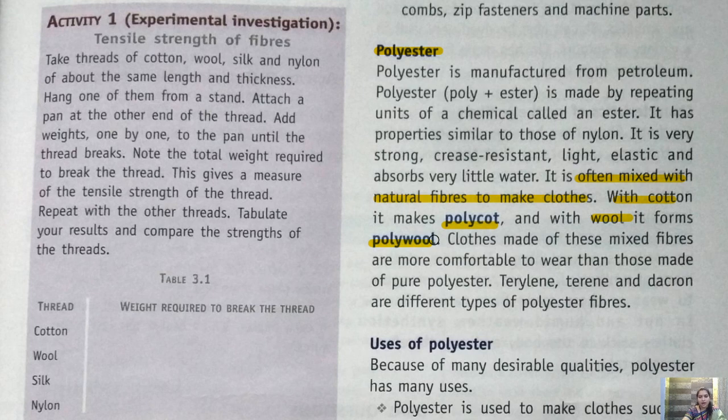So, basically in market, when we are going to the market and we see the cotton clothes, that is not pure cotton. It is mixed with polyester. So, it is called a polycot. Okay? Or polywool. Okay? So, few examples of polyesters are terylene, terene and dextran. These are the examples of polyester.